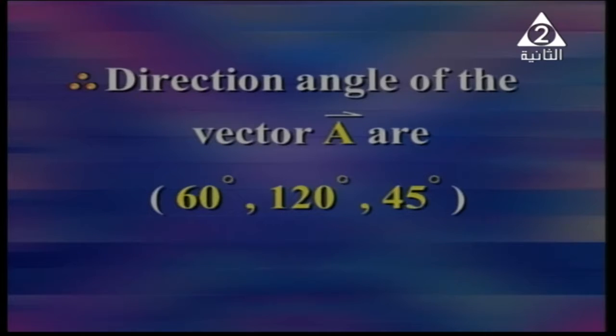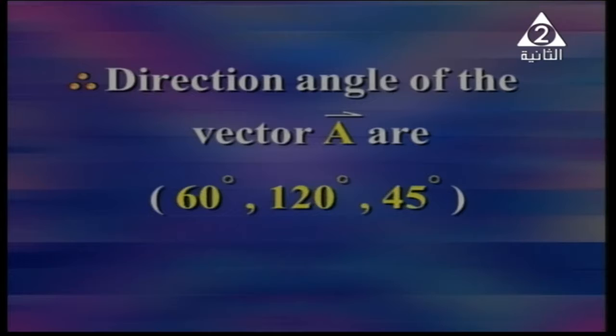Then what is the theta x? 60. Cosine theta y is negative 1 over 2. What is the theta y? 120. Also, cosine theta z is √2 over 2. We deduce that theta z equals shift cosine √2 over 2 equals 45. Then we deduce that direction angles of vector A are 60, 120, and 45.